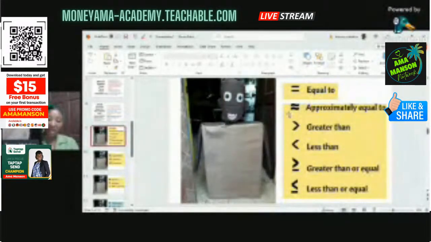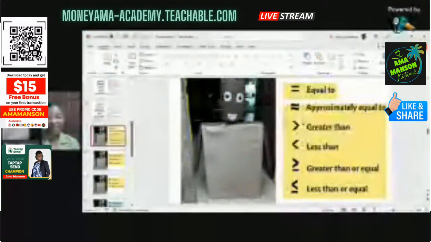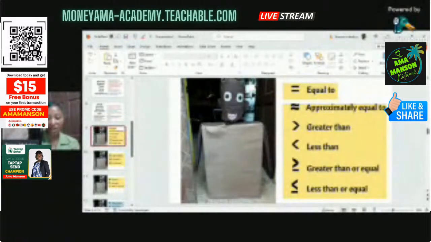And if the lines are curvy, wavy, one atop the other, it's approximately equal to, meaning roundabout the same, right? Maybe not exactly the same, but roundabout the same. This sign here is greater than. The quantity on the left is the bigger quantity, and the quantity on the right is the smaller quantity. So 4 is greater than 1. This sign here is less than.